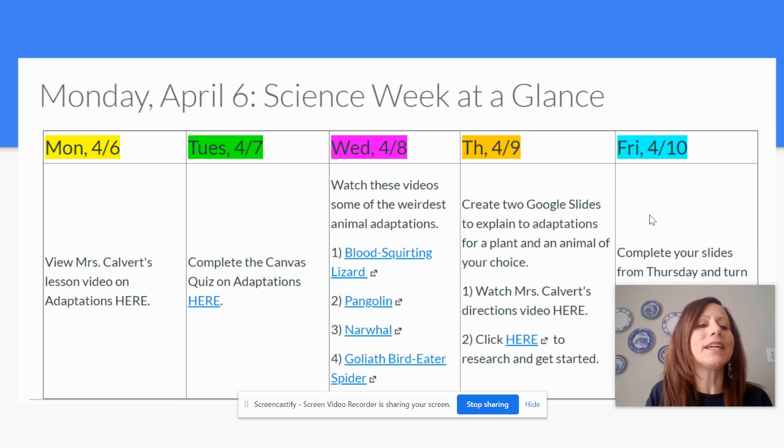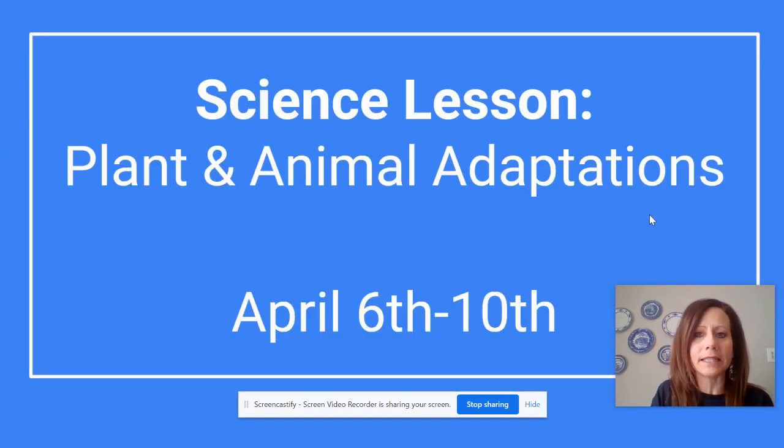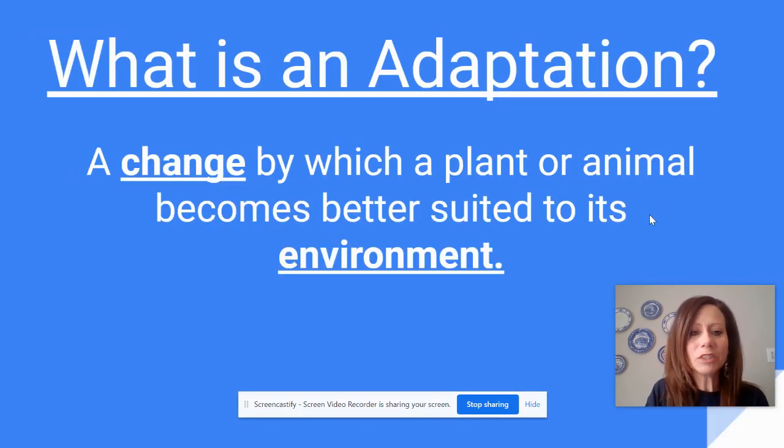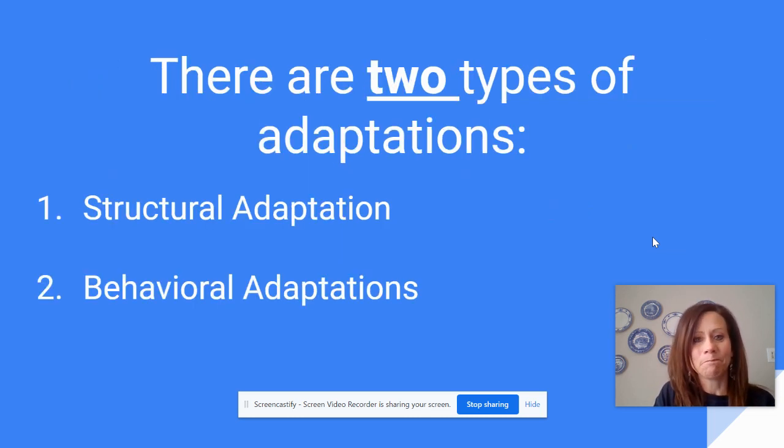Okay, so let's talk about animal and plant adaptations today. What is an adaptation? It's a change by which a plant or animal becomes better suited to its environment. So basically, the plant or animal makes a change to survive, whether that's a change to protect, a change to find food, or a change to fool its predator, and we'll see lots of interesting ones today.